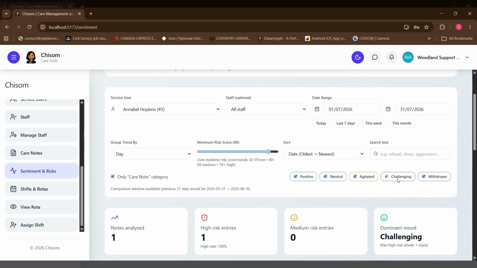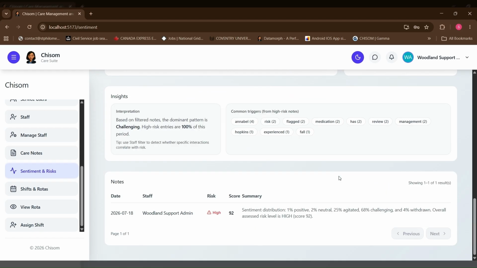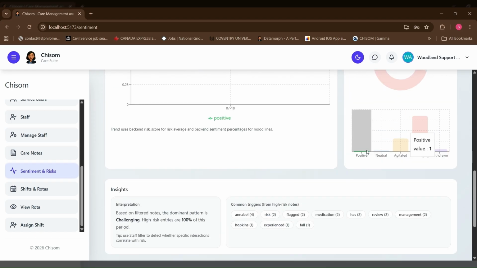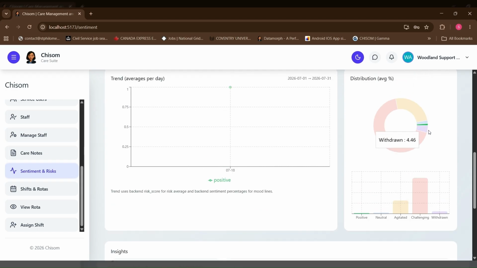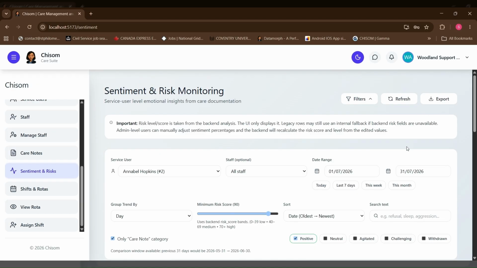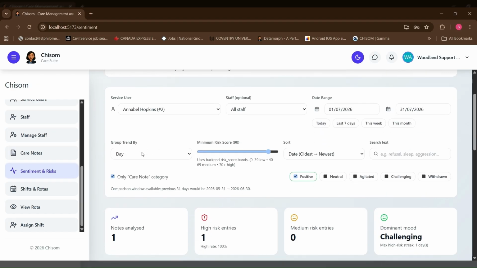You can remove, withdraw, or show only positive. Then you'll be able to see the graph changing accordingly. Positive is very small, and the rest are deactivated. You can group the trend by day or by week. You can check for the last 7 days or this week. It's actually detailed. If I click on last 7 days, see what it shows: 12 to 18. This week, 13.